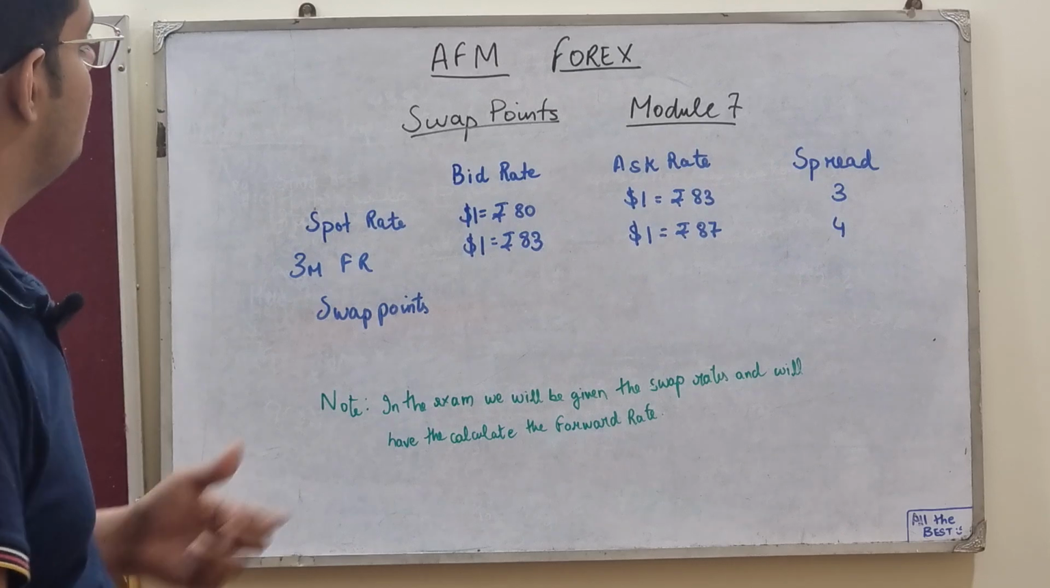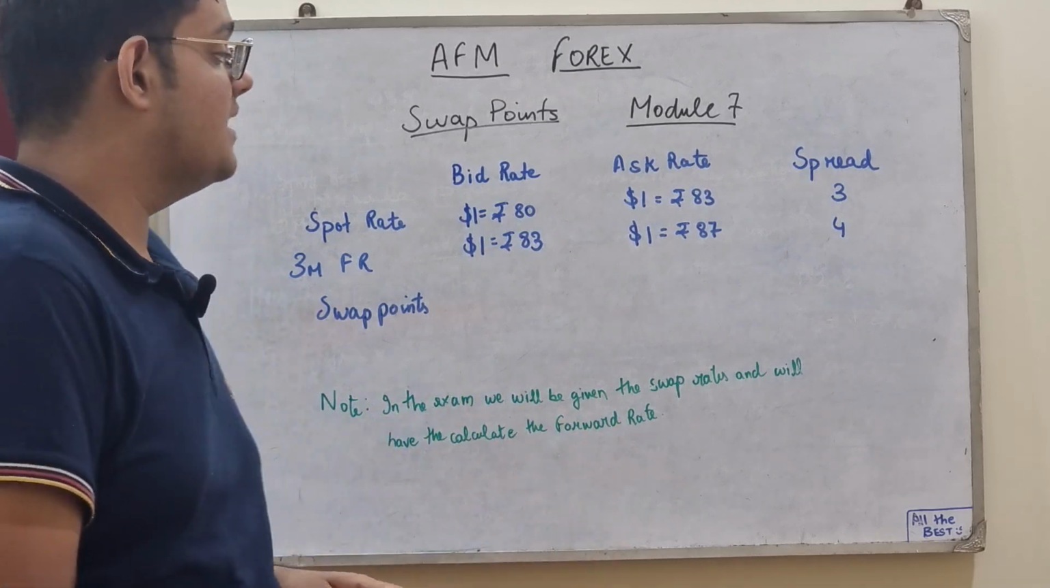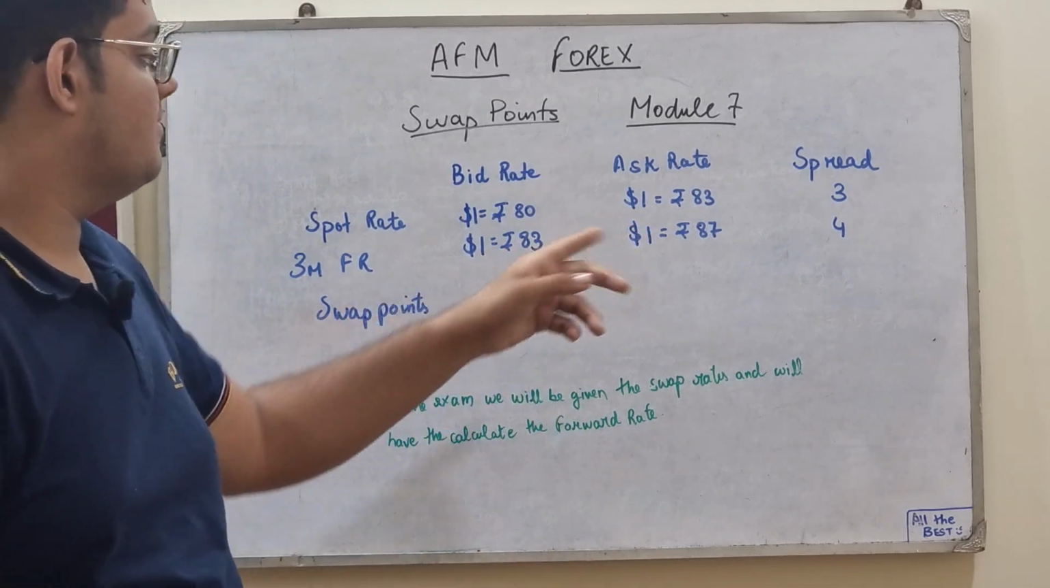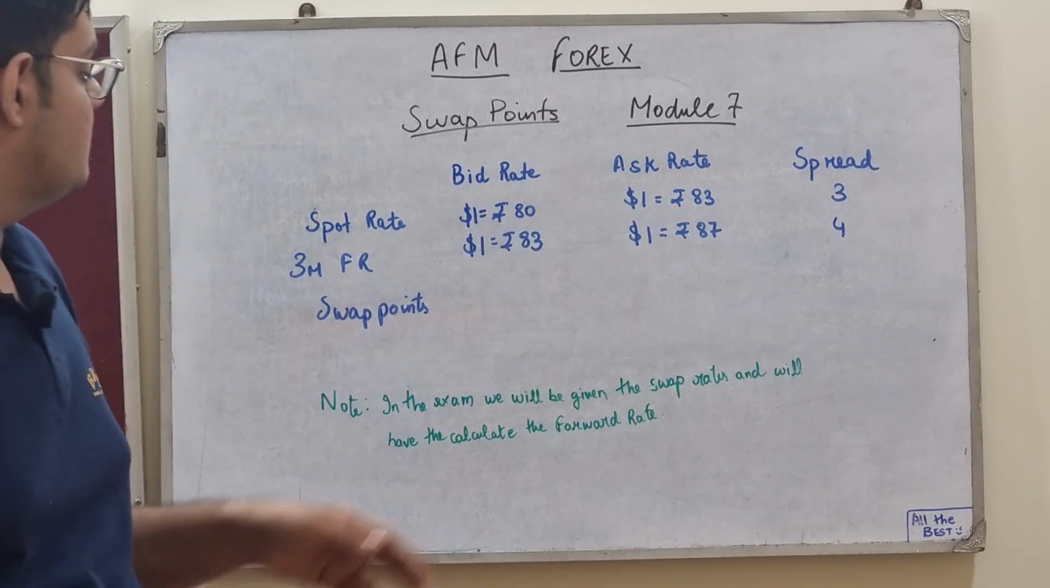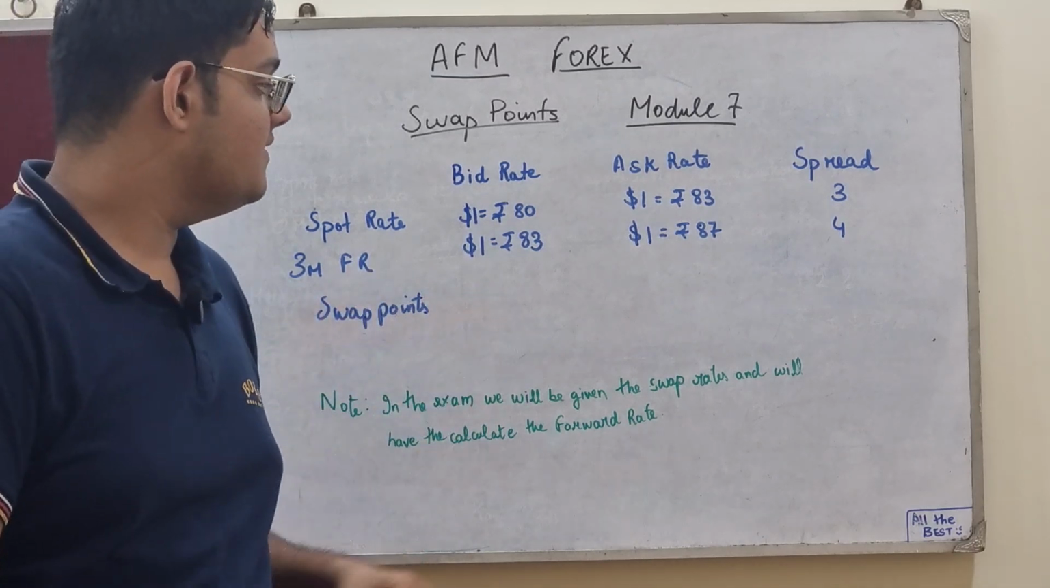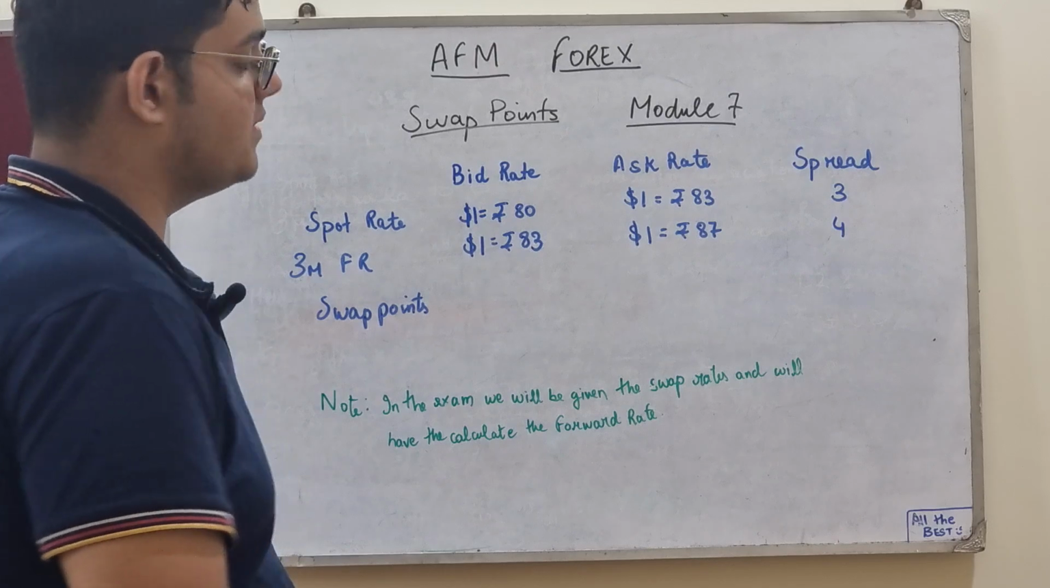bid rate, and the ask rate is $1 is 83 rupees. The spread is 3, we calculate that by ask rate minus bid rate. 3-month forward rate is $1 is 83 rupees and ask rate is $1 is 87 rupees.